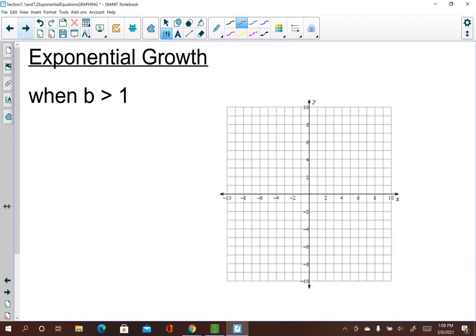Exponential growth in general, when b is greater than 1, we are going to start out very small, getting bigger and bigger and bigger until eventually we shoot up, creating this kind of elbow shape. Now, exponential growth will not cross my x-axis. There's a dotted line here that elbow shape is never going to cross or touch. That's my asymptote.